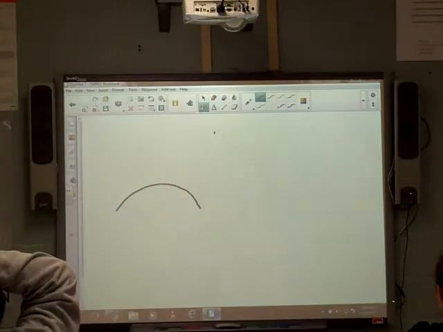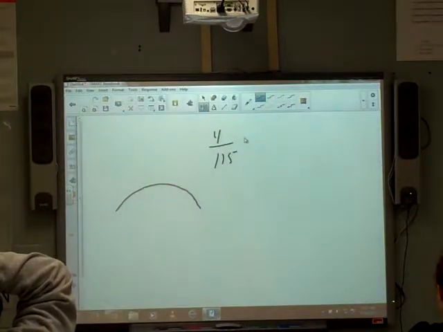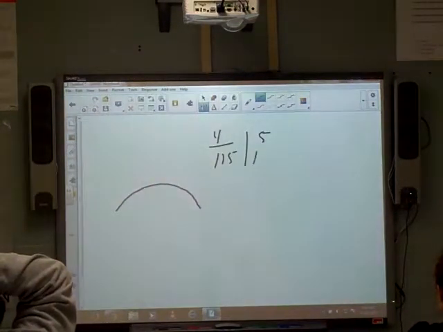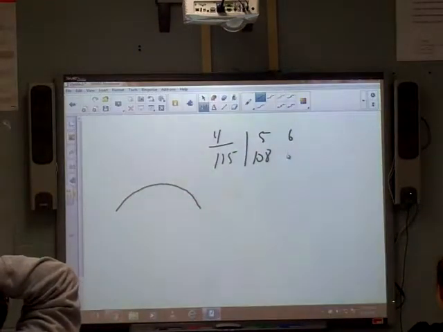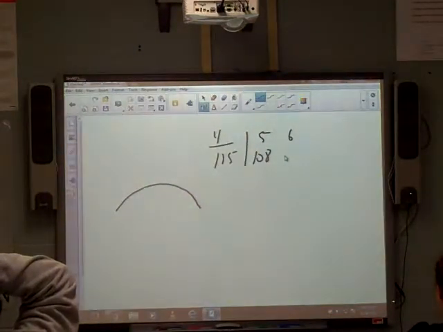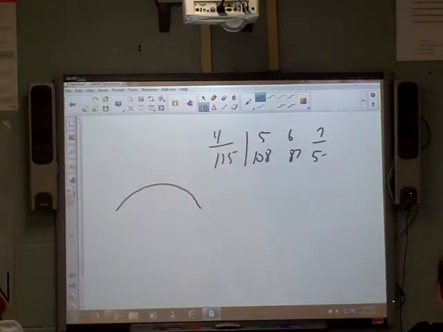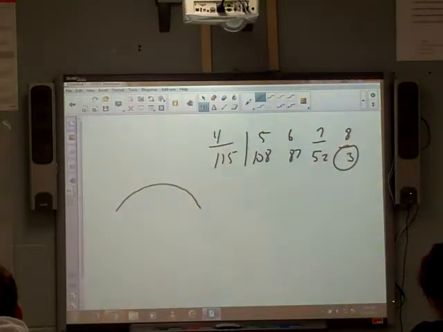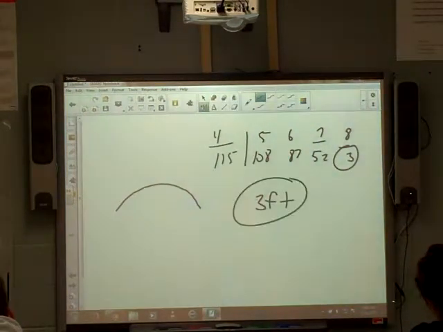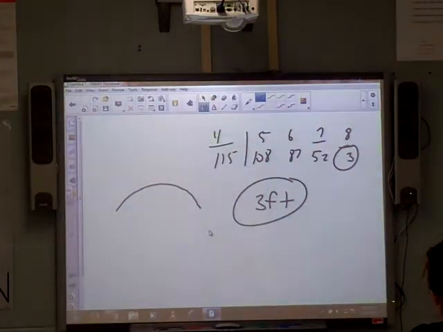So if you were at 4, 115, and then we start coming back down, 5, 108, what would 6 be? Look at the table. 87. So 7 would be 52. So 8 would be 3. So there's your answer. After 8 seconds, the ball would be just about to hit the ground. That was 15.